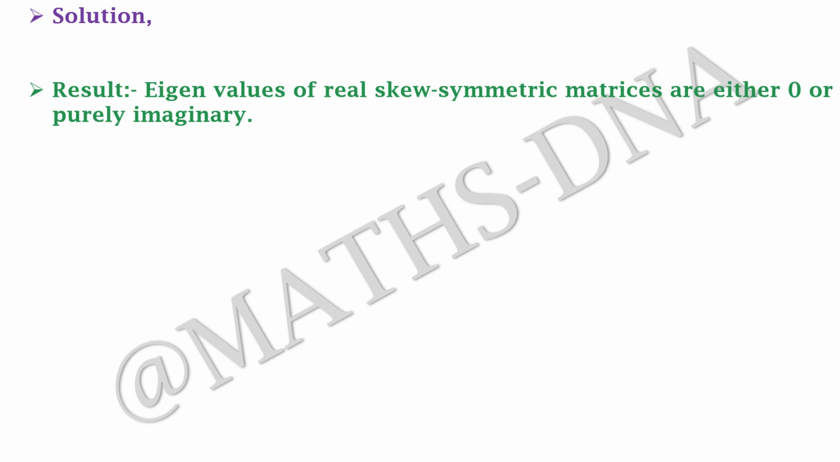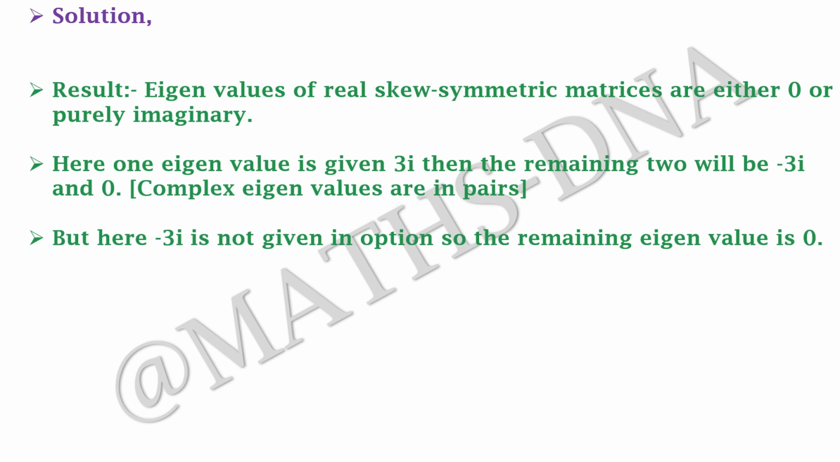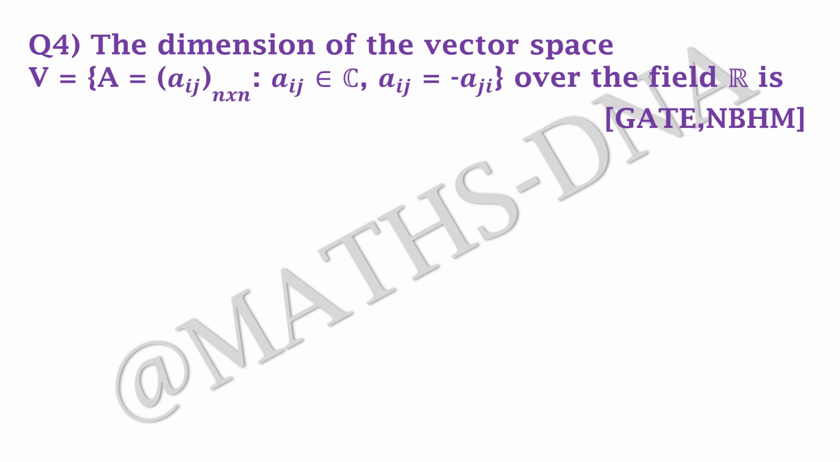We will use a result for this. The result is eigenvalues of real skew-symmetric matrices are either 0 or purely imaginary. Now here one eigenvalue is given to us as 3i, then the remaining 2 eigenvalues will be minus 3i and 0. As we know, complex eigenvalues are in pairs, but there is no 3i, minus 3i in the option, so the remaining eigenvalue is 0, and therefore the correct answer is again option C. A simple one. Now moving on to our fourth question.